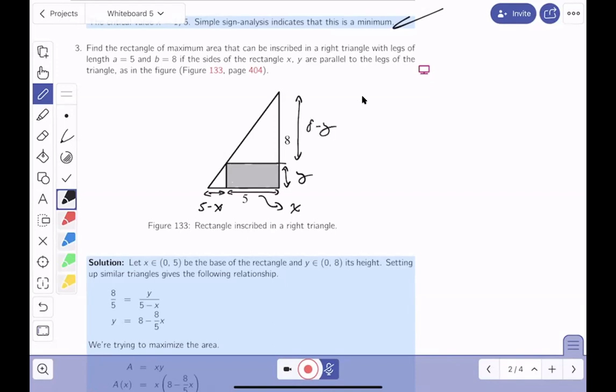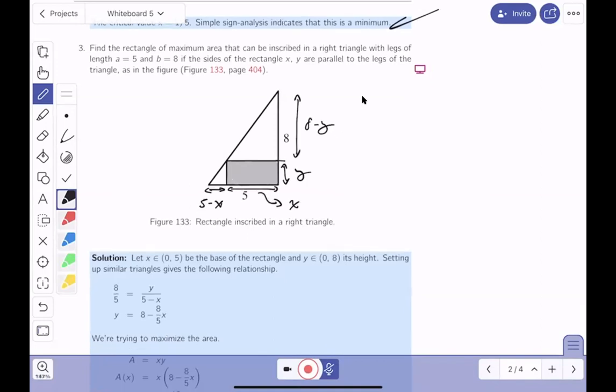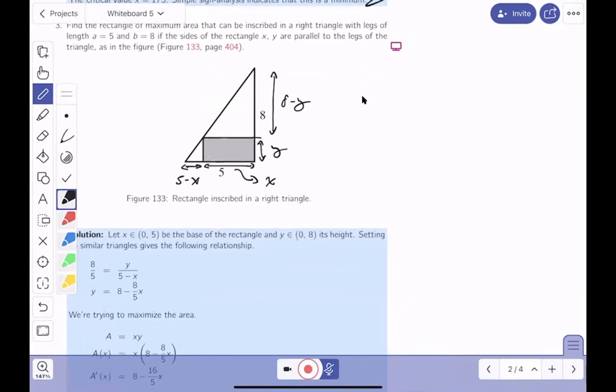Now, a lot of people ask, do I need to label the diagram? No, you don't need to, I just need to write that down. All right, so what's the area of that shaded region? The area is the product x times y. Now, remember, this is a function of x and y. We need a function of either x or y, so I'm going to try to get a relationship between x and y.